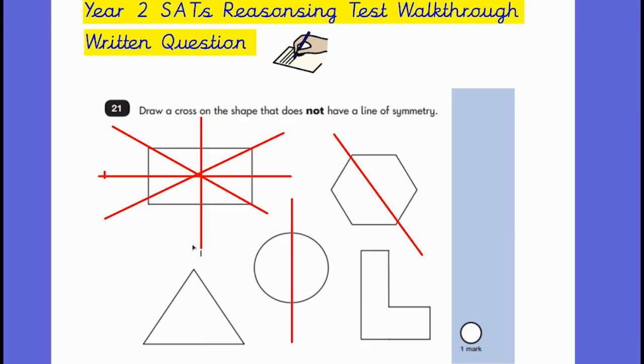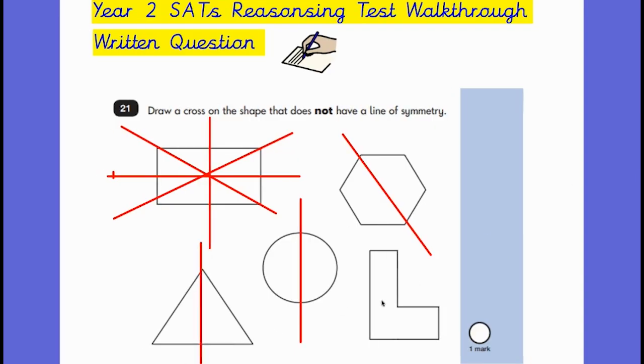So the shape that does not have a line of symmetry, and you might have guessed by just looking at these shapes, is this one, because we can't put a line here where both sides of that line will be the same. So that is the correct answer. Oh, and just be careful, a lot of questions are asking for ticks. This question is asking for a cross. So instead of ticking it, we need to make sure that we cross that shape.